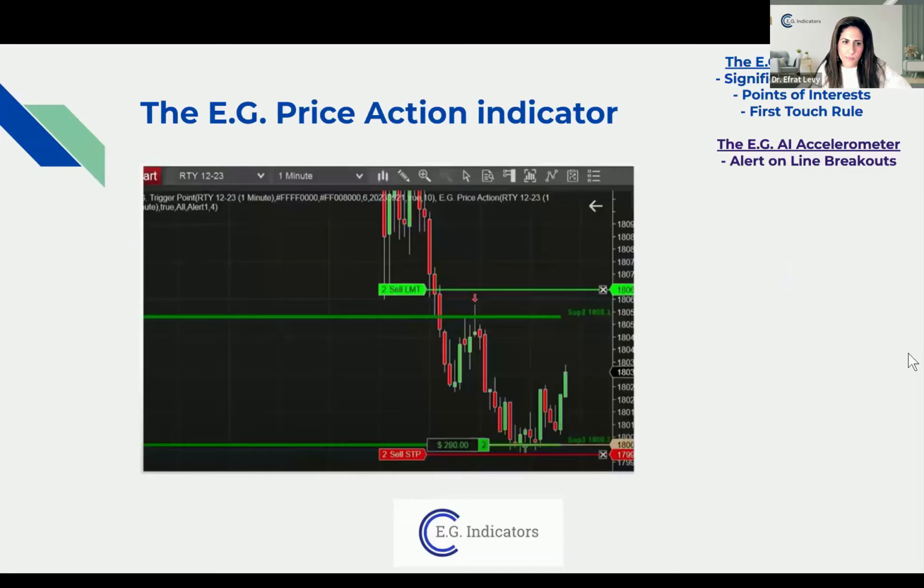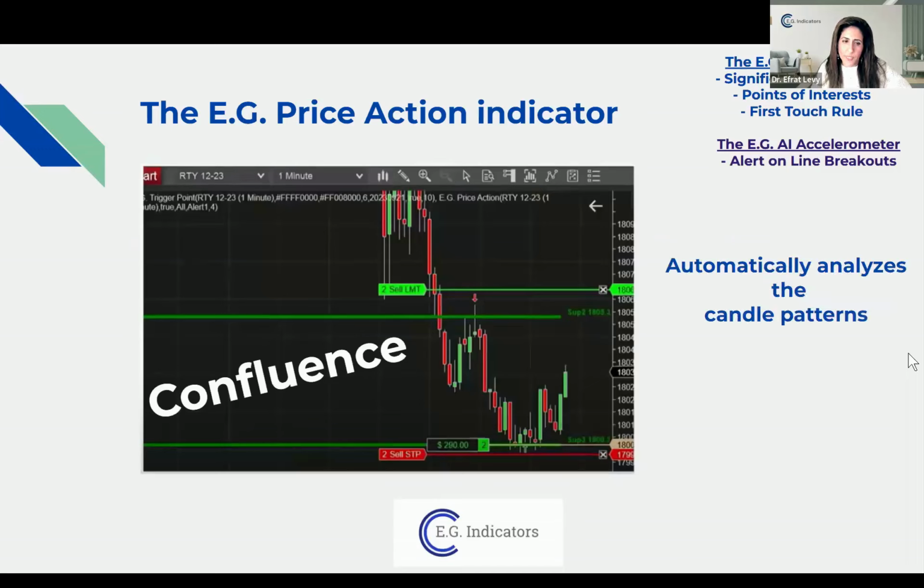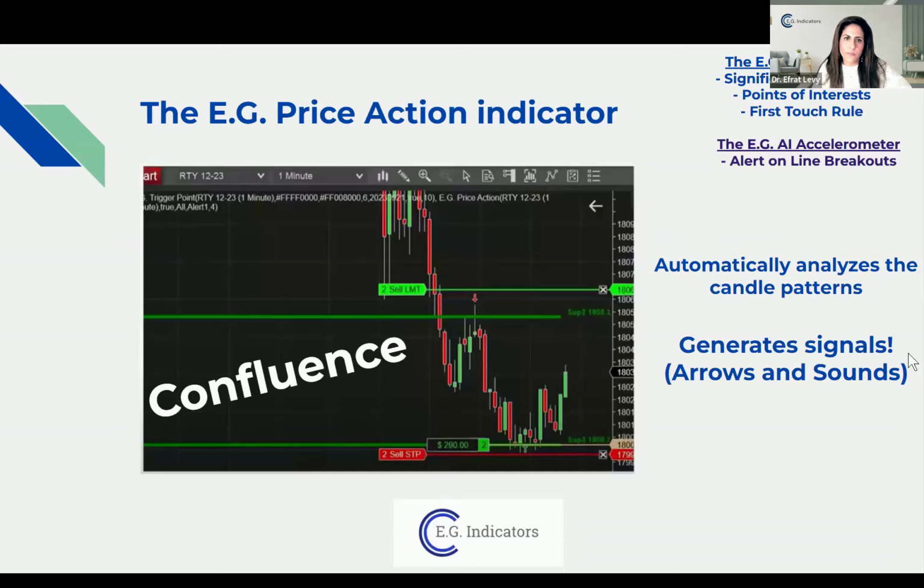To give a little bit more confluence. To do so, it analyzes the candle patterns when the market reaches the area around the trigger points, and only the areas around the trigger points. And then it generates signals accordingly, arrows presented on your chart and sound notification. As you can see here, it identifies the pin candle and generates the short signal up here and the long signal down here.